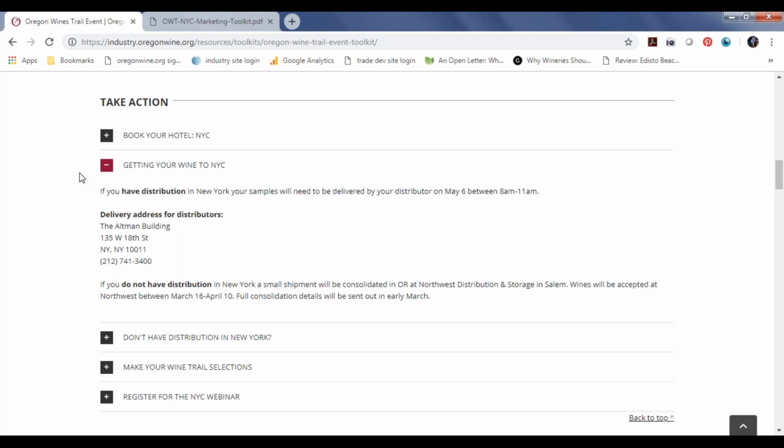What happens if you have a distributor, but you want to pour some wines that your distributor doesn't carry? Oh, that's a great question, Christina. If you would like to pour something that you cannot source from your in-market distributor, you are welcome to bring that wine yourself or arrange for its availability in the market however you see fit.